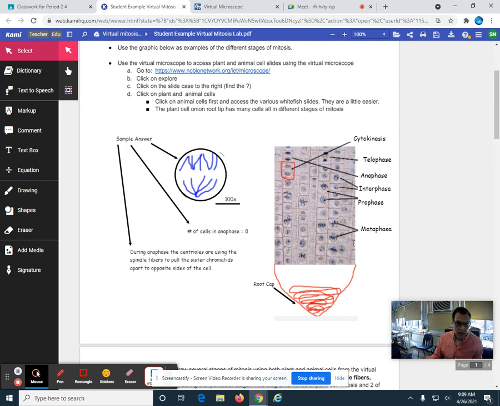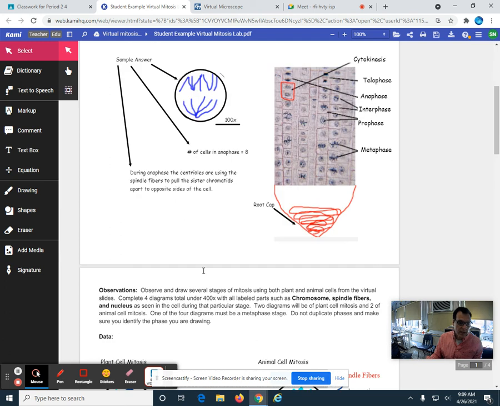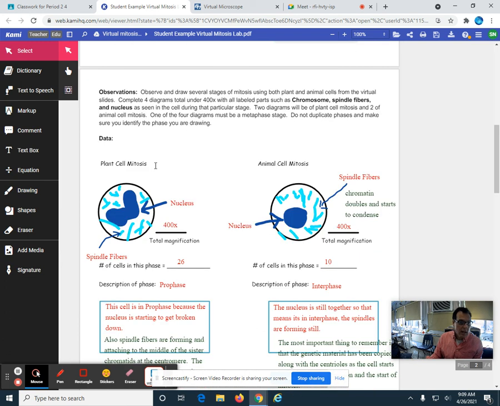And this is an example of a real slide, a picture of a real slide of cells in interphase. This one happens to be the end of a root tip, onion root tip. So here's a student example of what that should look like. The directions tell you 2 plant cells. There's one here, there's one down below, and 2 animal cells. There's one here and there's one down below.